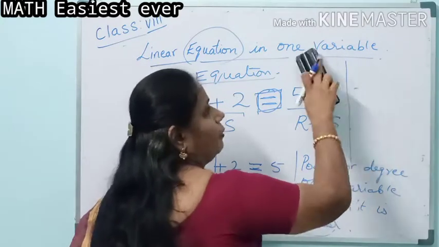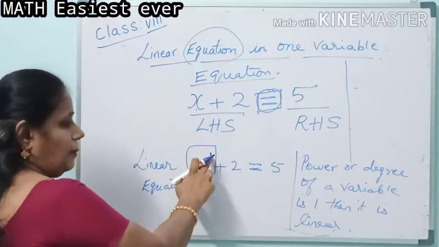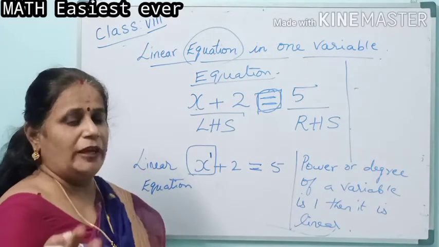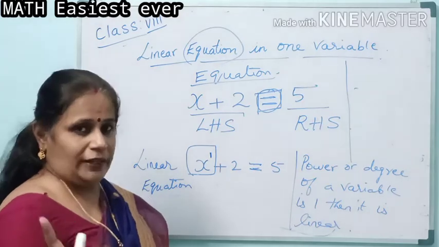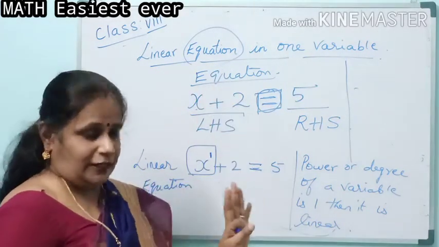You have only one variable. So linear equation in one variable means the power is 1 and you have only one variable. Either you will have x or y or a or b, whatever it is, you will have only one variable. That is a linear equation. Hope this introduction part is clear for you.